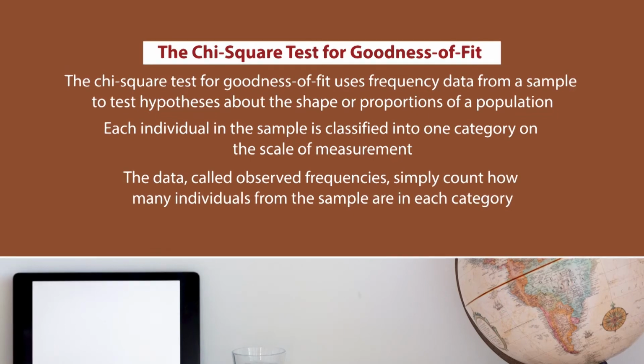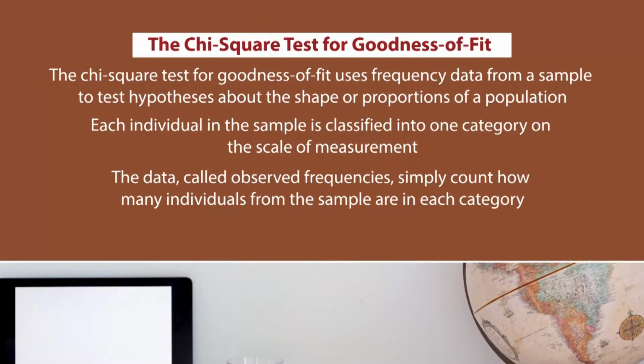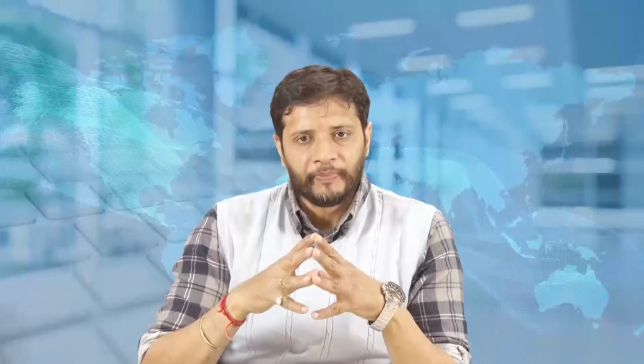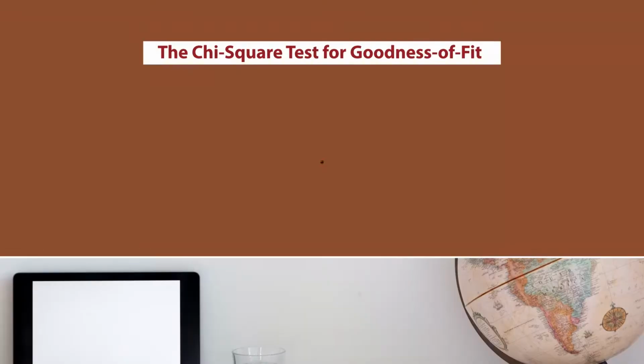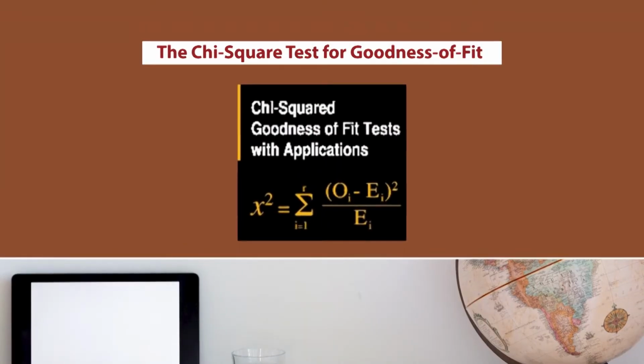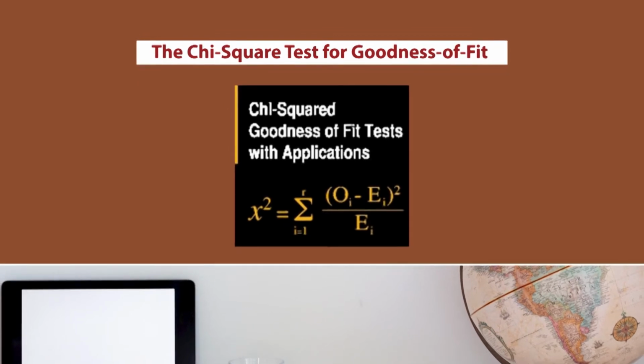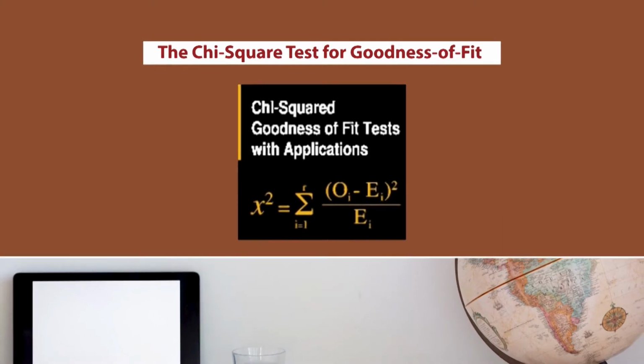The data called observed frequencies simply count how many individuals from the sample are in each category. If we talk about the formula, chi-square is equal to the sum of (O minus E) squared upon E. I am repeating again: the formula is chi-square equals sigma of (O minus E) squared upon E.